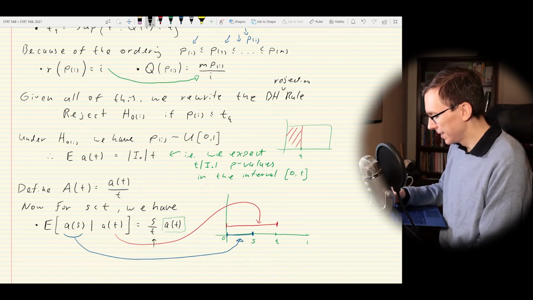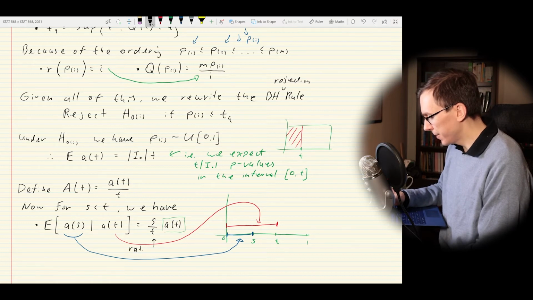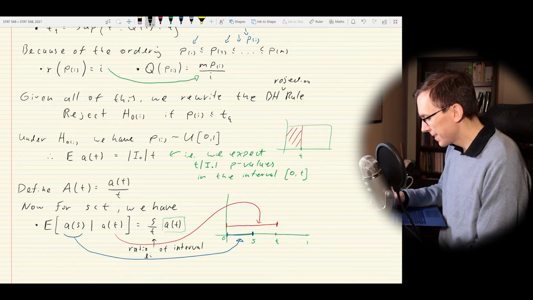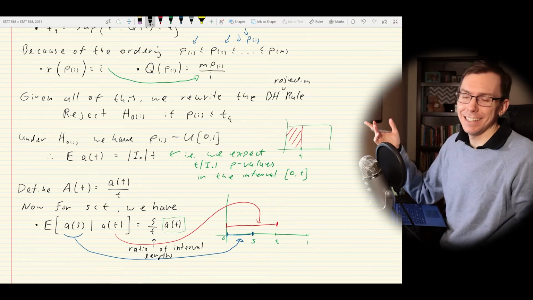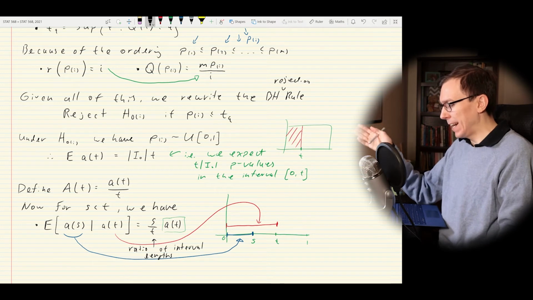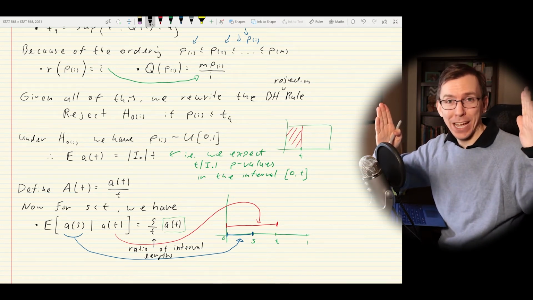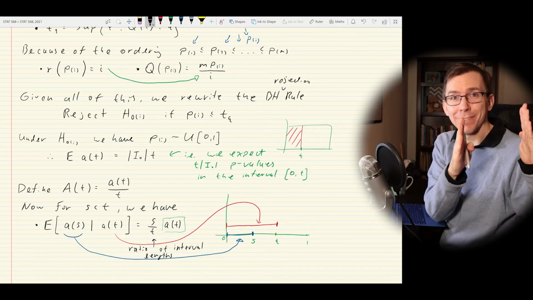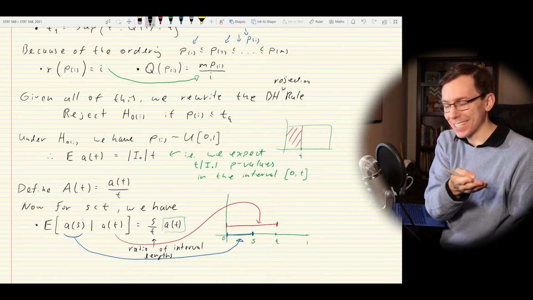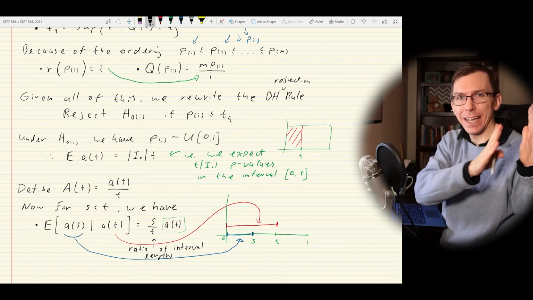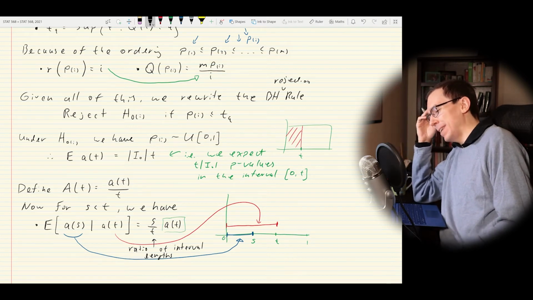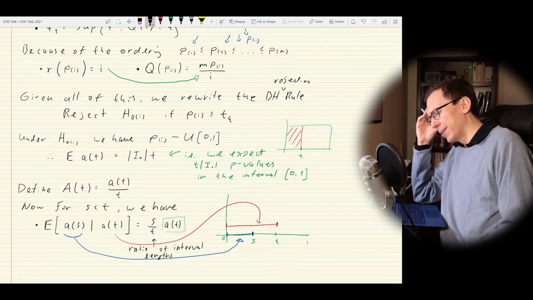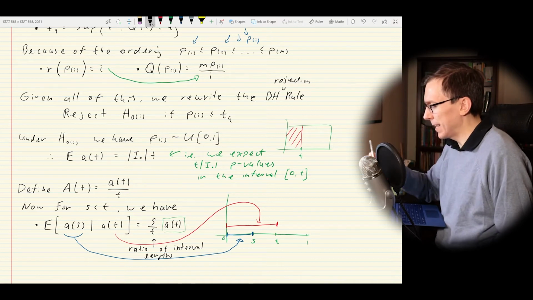So this is a ratio of interval lengths. If S is half of T, and I have this many false rejections in this interval and I cut that interval in half, I should see half that many false rejections. Similarly, if I cut that interval by a third, I should see a third of the false rejections, and so on. When you write out the expected value it looks a little weird, but intuitively it makes a lot of sense.